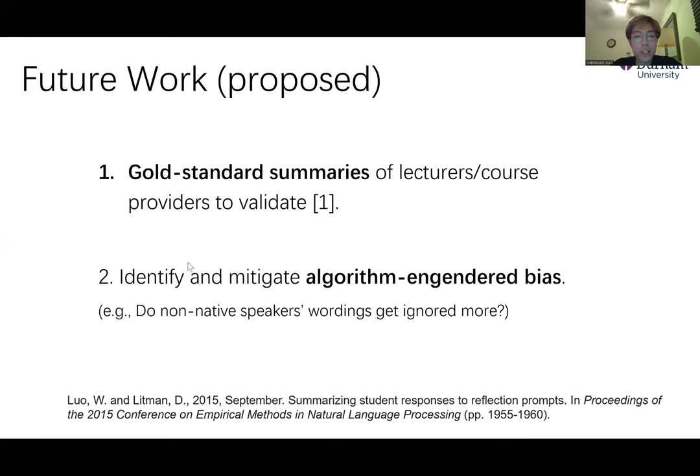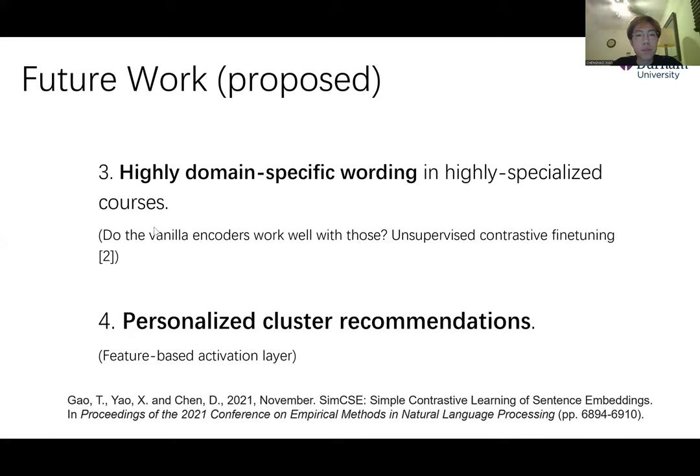The second direction we propose is to identify and mitigate algorithm and gender bias. The question I want to ask here is, do non-native speakers' wordings get ignored more? From my hypothesis, they'll probably be put into the more outlier position of the cluster and tend to be ignored more. And the third direction is, do vanilla encoders work well with highly domain-specific wording?